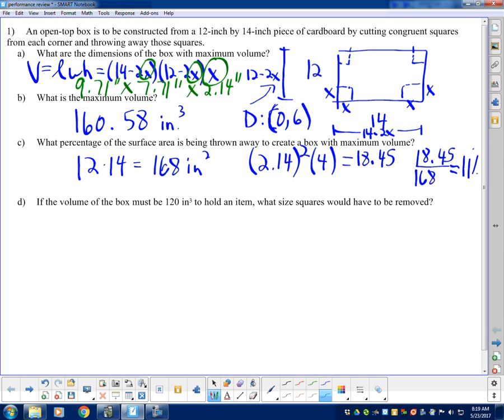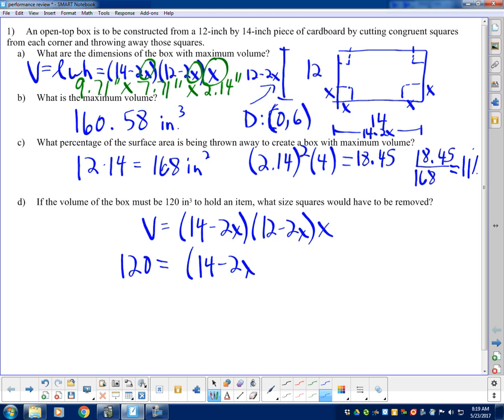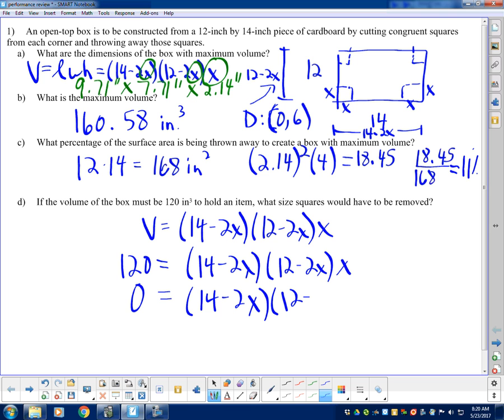It says, part D, if the volume of the box must be 120 cubic inches to hold an item, what size squares would have to be removed? In this case, the volume equals 14 minus 2x, 12 minus 2x, and x, and we're going to set that equal to 120. So if I go back to my calculator, all I have to do is move the 120 over and set it equal to 0 and solve that for x.